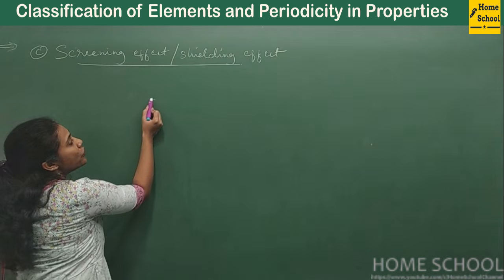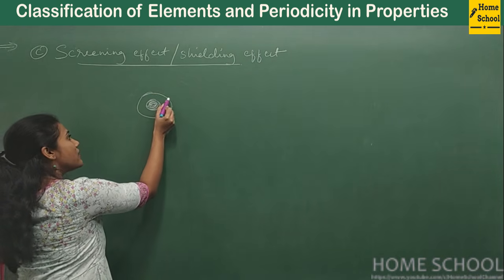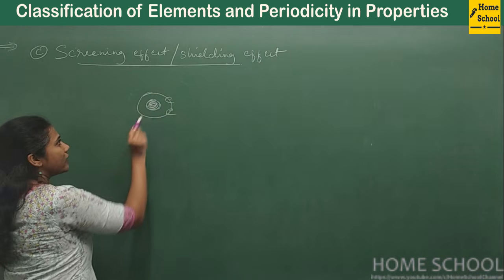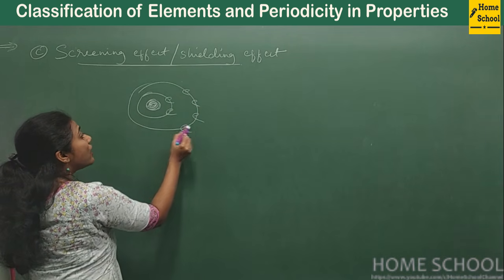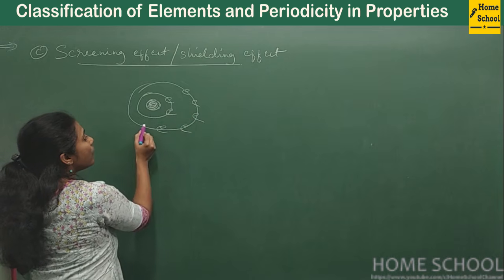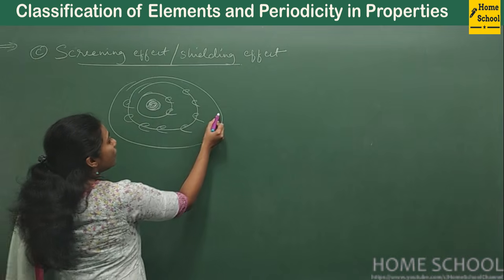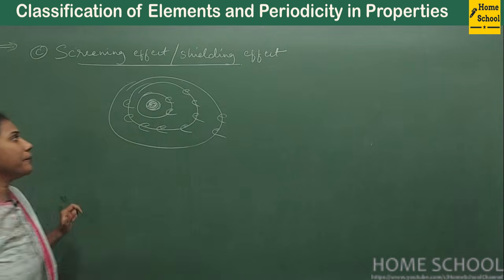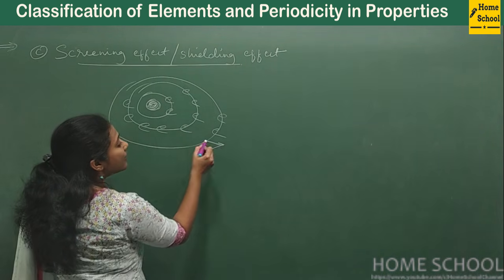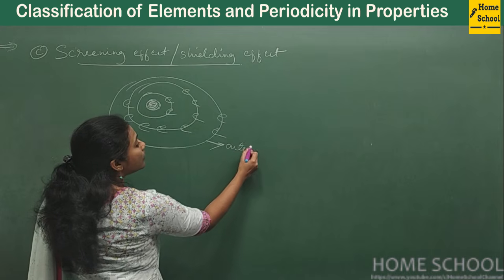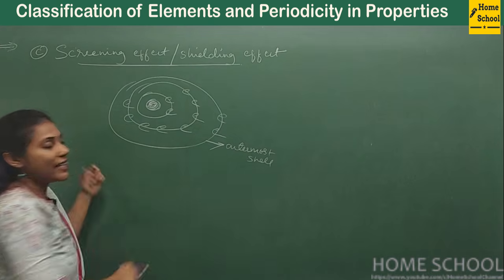See guys, suppose this is your nucleus and imagine this is your first shell which is completely filled with 2 electrons, and this is your second shell completely filled with how many electrons? 8 electrons. 1, 2, 3, 4, 5, 6, 7, 8. And this is your third shell filled with 2 electrons only. So which is your outermost shell? Our outermost shell is the third shell. So this is your outermost shell or valence shell, and these electrons are your valence electrons.